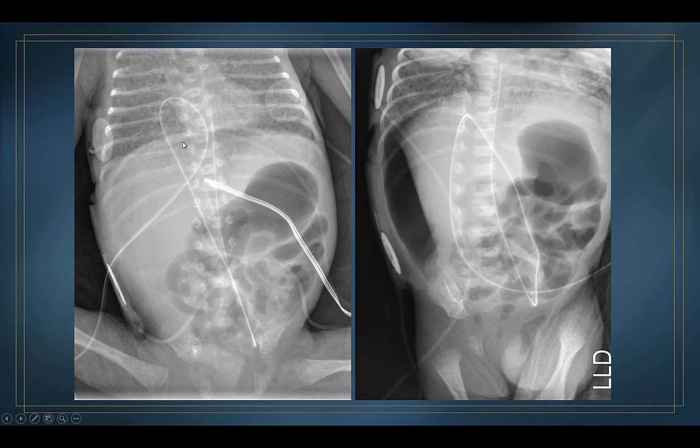you can see this lucency, which is outlining the central tendon of the diaphragm. And if you saw that alone, that is what's referred to as the cupola sign. And obviously the decubitus film confirms it.